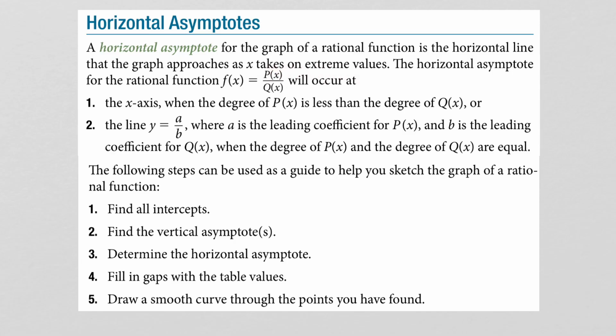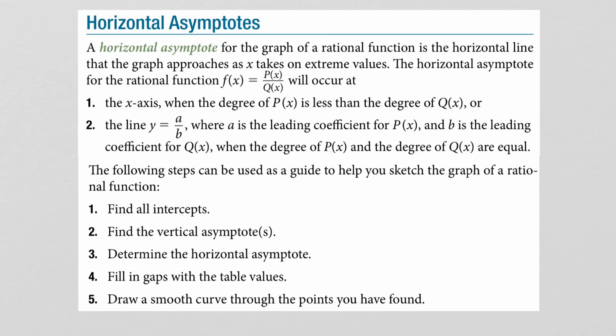takes on extreme values. The horizontal asymptote for the rational function f of x equals p of x over q of x will occur at the x-axis whenever the degree of p of x is less than the degree of q of x, or it will be the line y equals a divided by b, where a is the leading coefficient of p of x and b is the leading coefficient of q of x. And that's when the degree of p and q are equal. Now, I know that sounds kind of complicated, but we'll do an example here in just a minute.